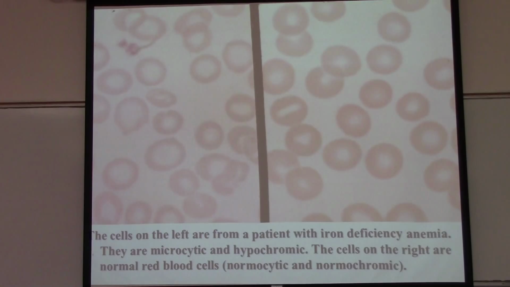The cells on the left are a patient who's got iron deficiency anemia. They're microcytic and hypochromic. On the right, you've got normocytic, normochromic. What's chromic refer to? Color. Color. See the difference?